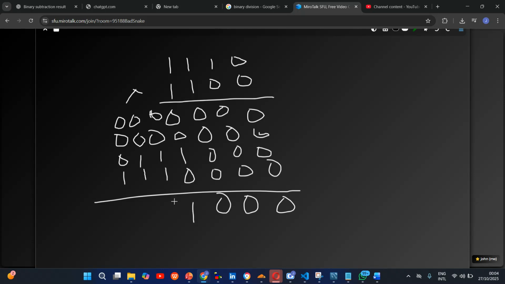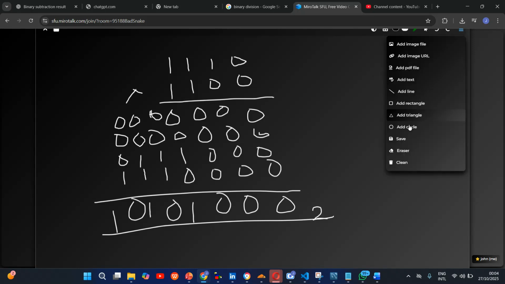So 1 plus 1 is 0, carry 1. Then 1 plus 1 is 0, plus that one here will be 1, carry 1. Then 1 plus 1 is 0, carry 1, so we add 1 here. So this is the answer, which is in base 2. Alright, let's try to do another one.